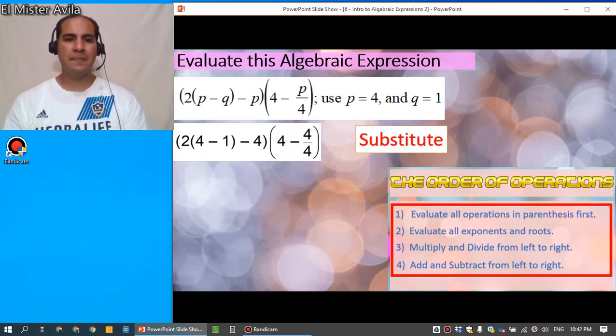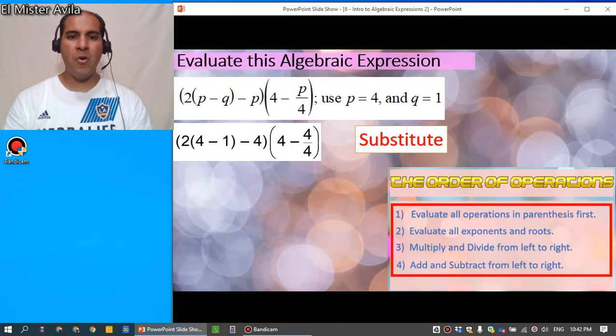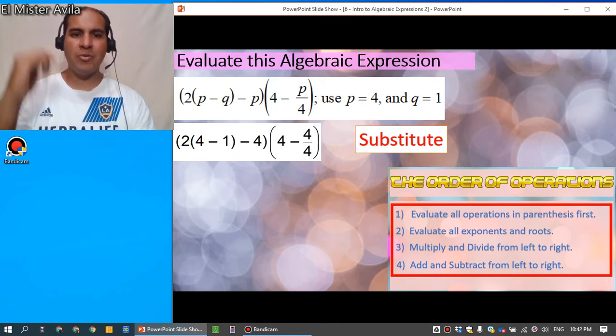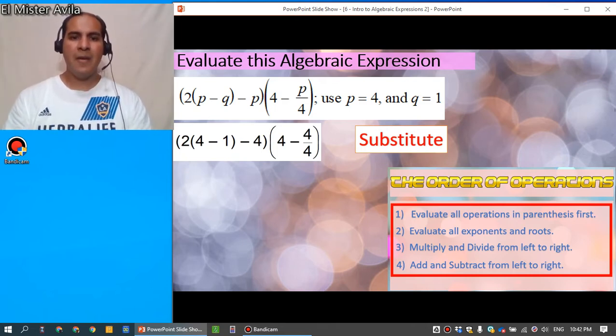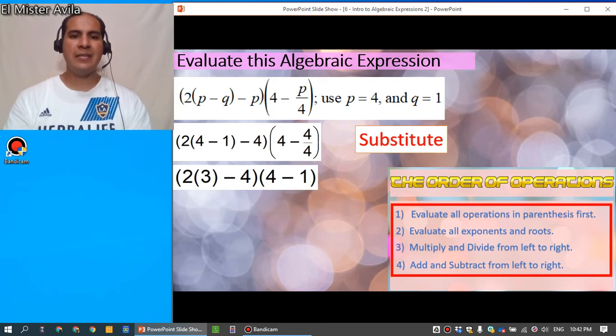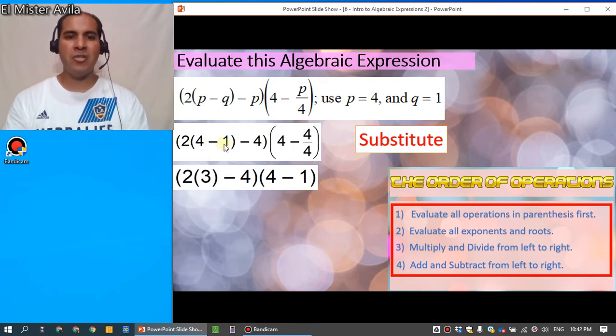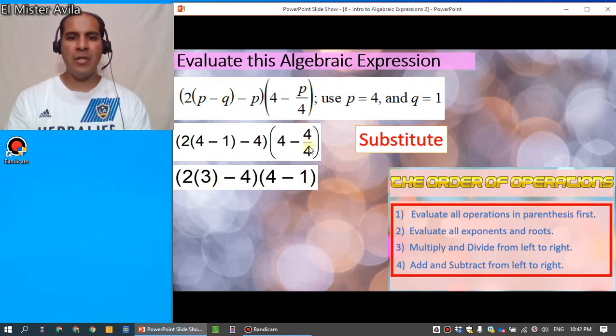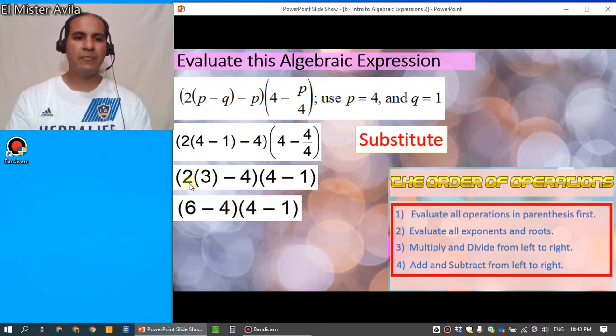First, we substituted. The P was replaced with 4, and the Q was replaced with a 1. Following the order of operations, I did everything inside parentheses first. So I subtracted the 4 minus 1 first here. I got 3. Just bring down everything else in order. And 4 divided by 4 becomes 1. Division coming before subtraction. Here I'm going to do this multiplication, 2 times 3, because multiplication comes before subtraction.